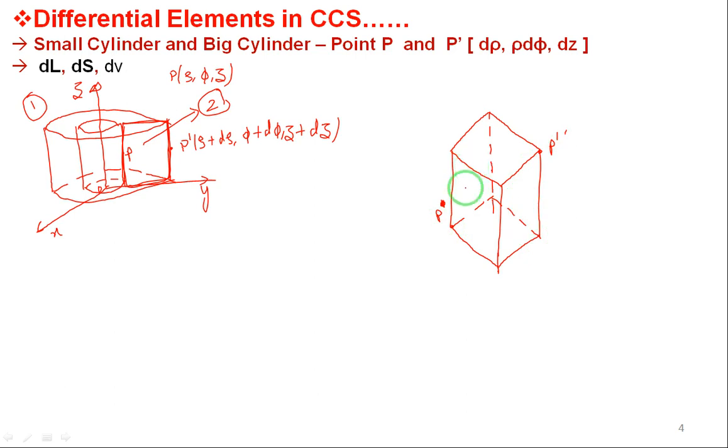Back is the surface of the smaller cylinder, whose radius is rho, and the surface of the bigger cylinder, whose radius is rho plus d rho, right? So this is the small differential volume that exists between point P and P dash that I have shown here. So let me take the help of this coordinate axis x, y, z. So for my reference, I am drawing once again.